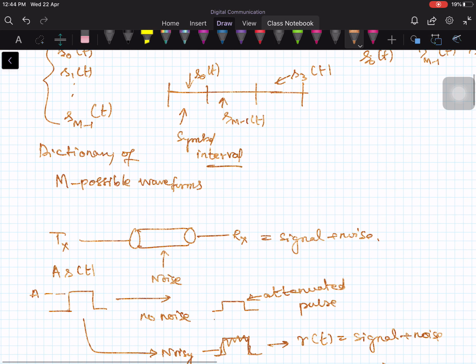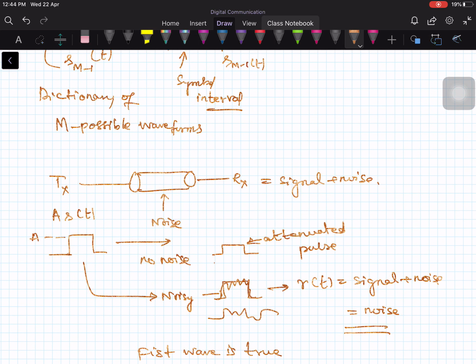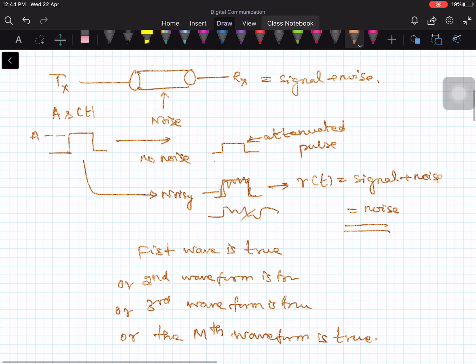So therefore what you need to do is work out how to do the demodulation when your signal is contaminated by noise. Because when the noise enters, the signal is attenuated first and also disturbed by your noise. Therefore, you'll get a noisy signal or noisy pulse. In that case, how to demodulate?